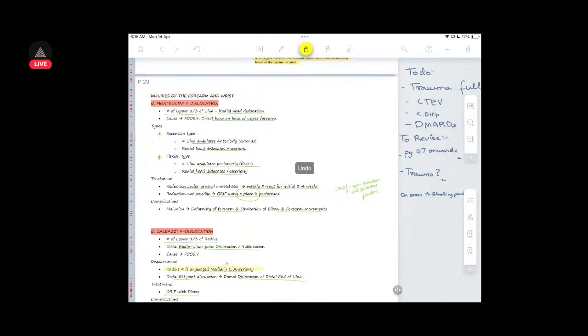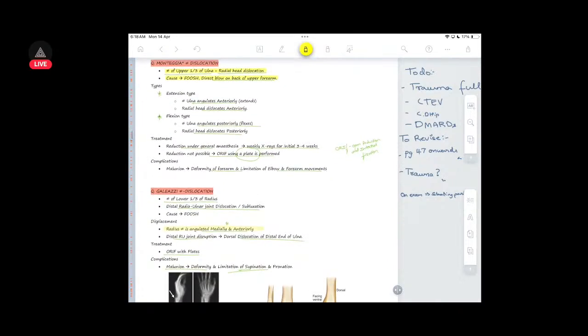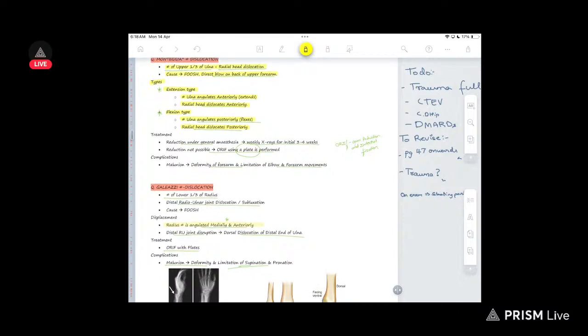Injuries to forearm and wrist. You have Monteggia dislocation, which is fracture of the upper third of the ulna and radial head dislocation, caused by a direct blow on the back of the upper forearm. It is of two types: extension type and flexion type. In extension type, the fractured ulna angulates anteriorly; in flexion type, the fractured ulna angulates posteriorly. Radial head dislocates anteriorly in the extension type, and posteriorly in the flexion type.